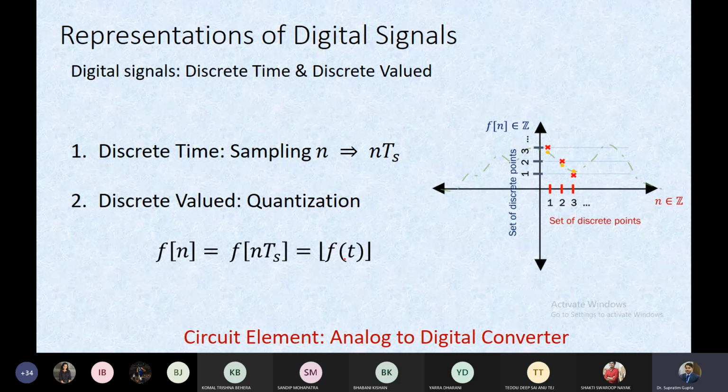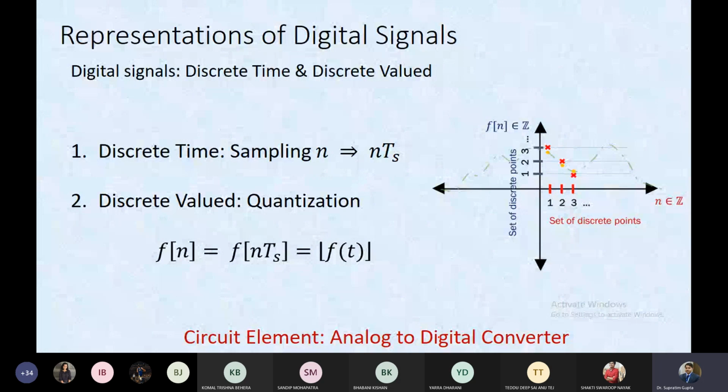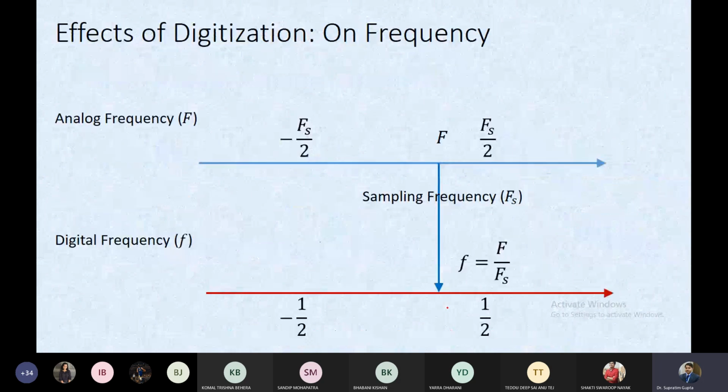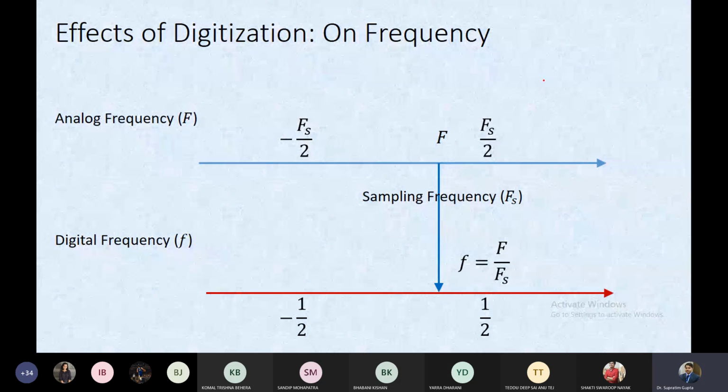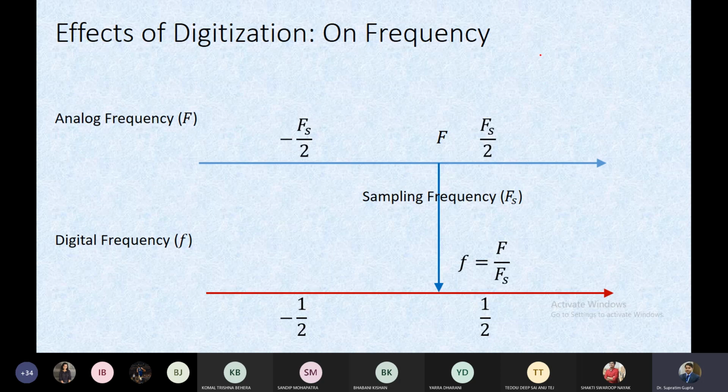Now the circuit element, what we have already known, is the analog to digital converter for that. Now, what happens when we digitize a signal? What happens to the frequency line? As per the sampling theorem, proposed by Shannon, there is a rate called the Nyquist rate, which tells us that the maximum frequency component should be less than or equal to fs by 2.